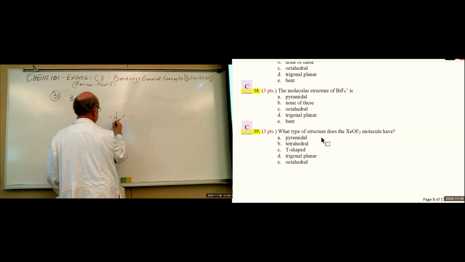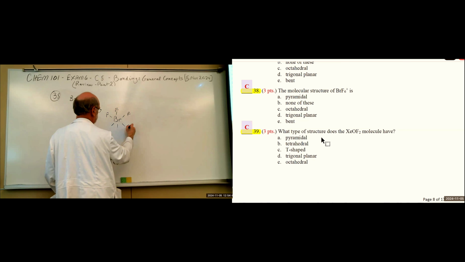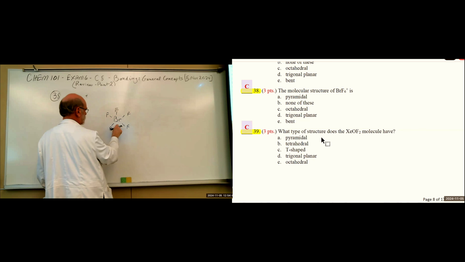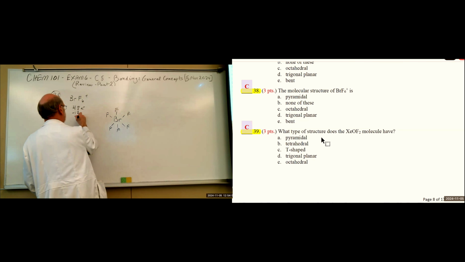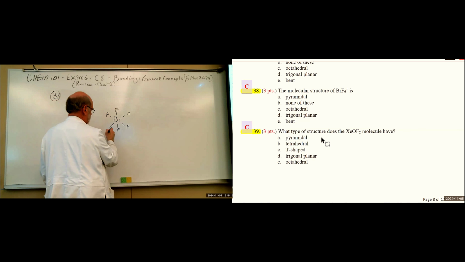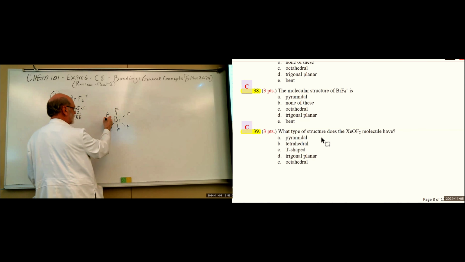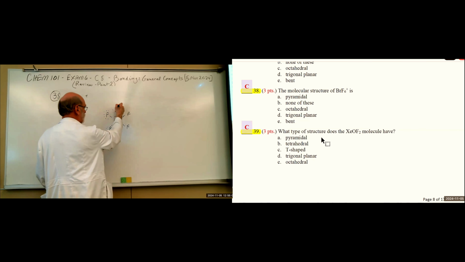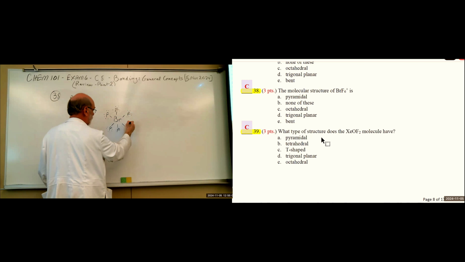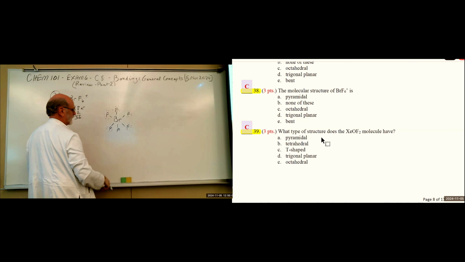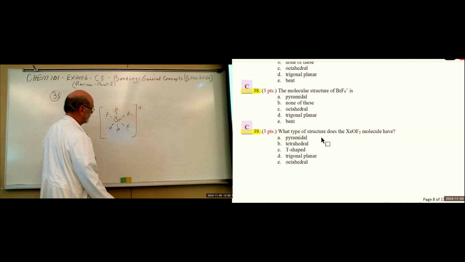6 fluorines: 1, 2, 3, 4, 5, 6. 2, 4, 6, 8, 10, 12... 36. 6 times 6 is 36. We put 6 around each one, which would make an octet for each fluorine. It would also make an octet for bromine. And it has a plus charge.